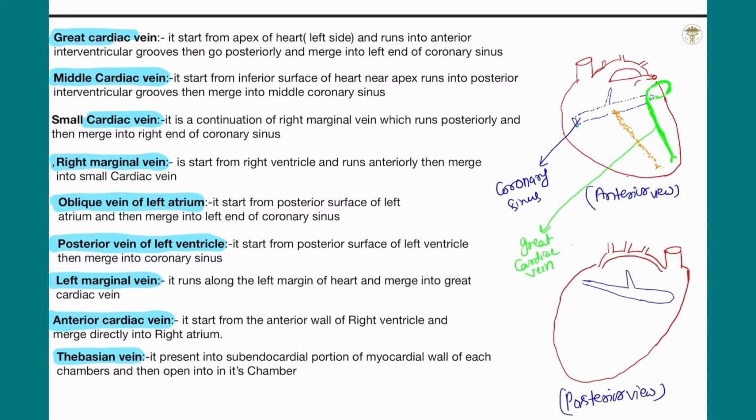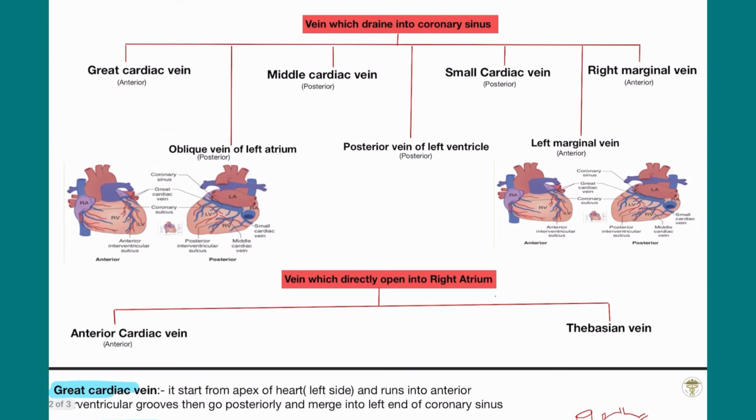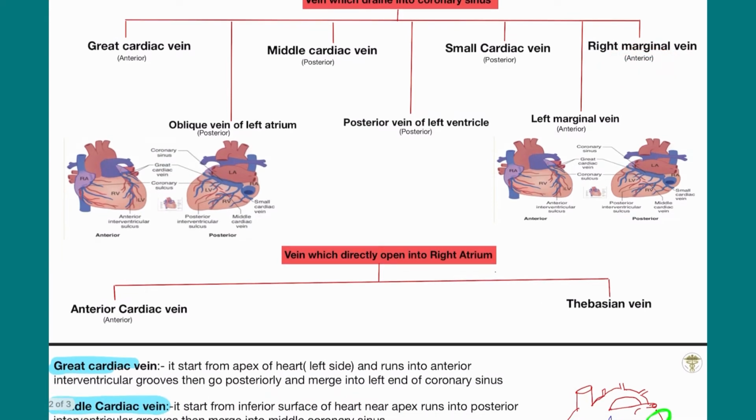First of all I will make the right marginal vein. I already told you about the right marginal vein. This is the right marginal vein, which is present in the anterior portion, but the small cardiac vein is present in the posterior portion.